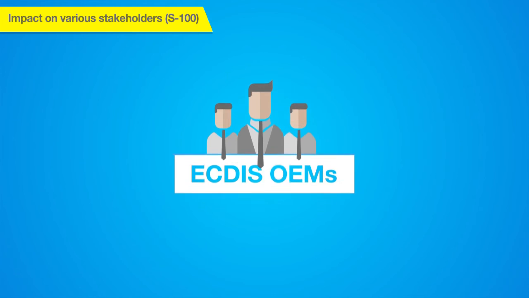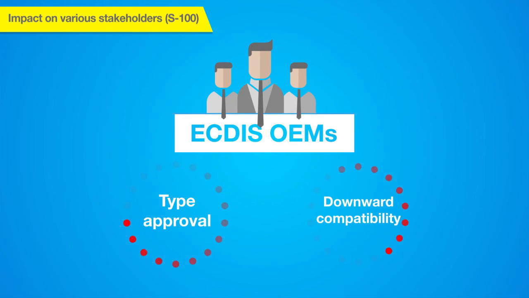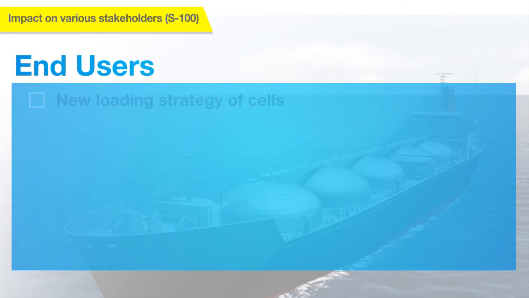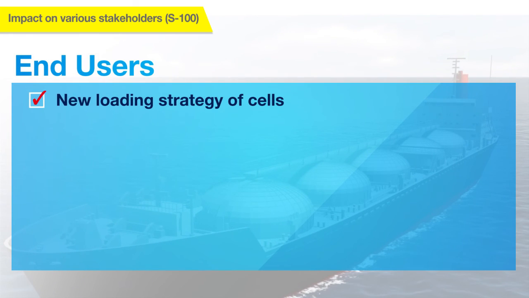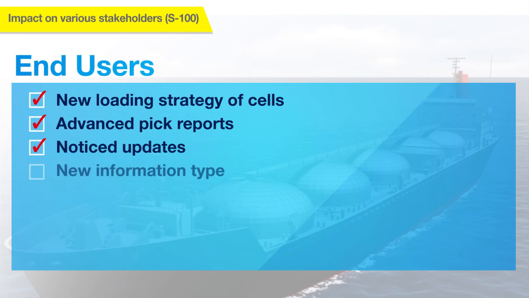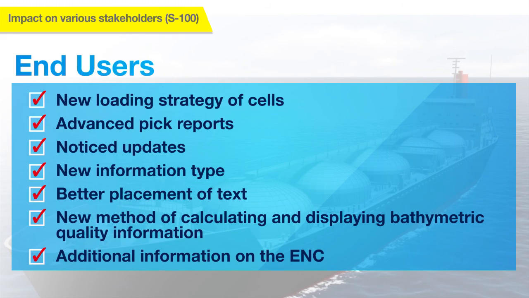Therefore, there will be a need to change the techniques to produce products, and ECDIS OEMs will experience changes in type approval and downward compatibility. The expected benefits for end users of ENCs are a new loading strategy of cells, advanced PIC reports, noticed updates, new information type, better placement of text, new method of calculating and displaying bathymetric quality information, and additional information on the ENC.